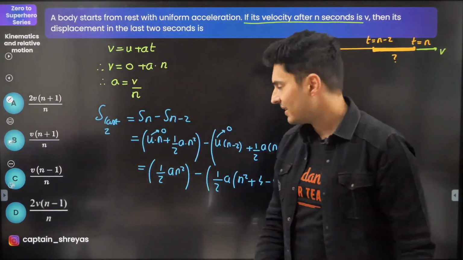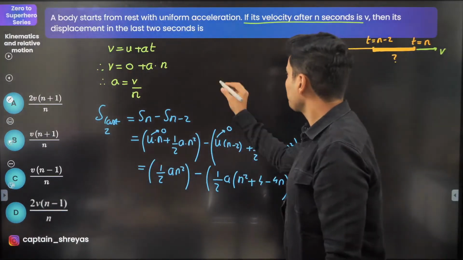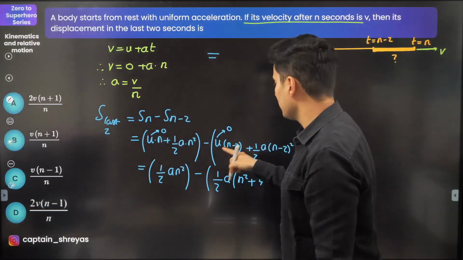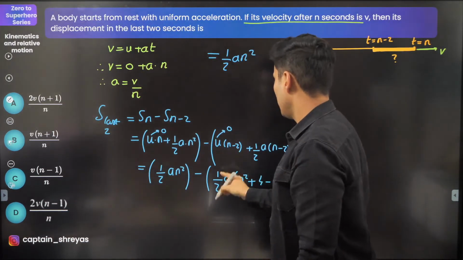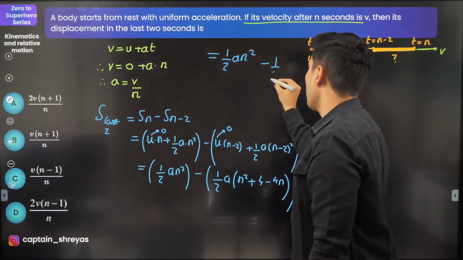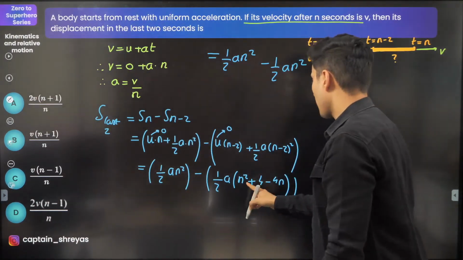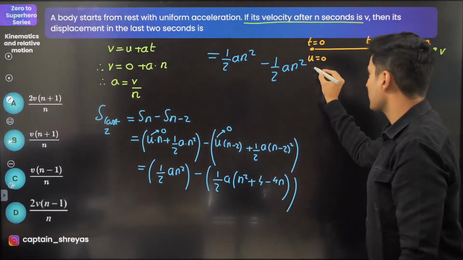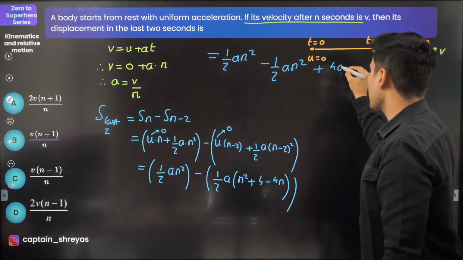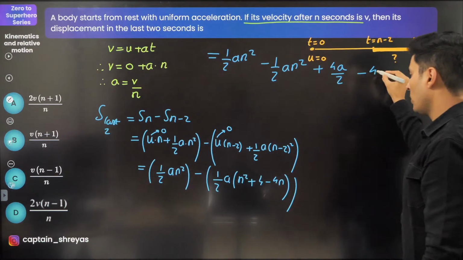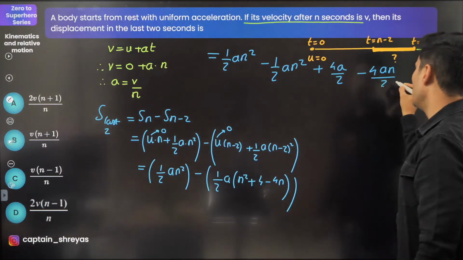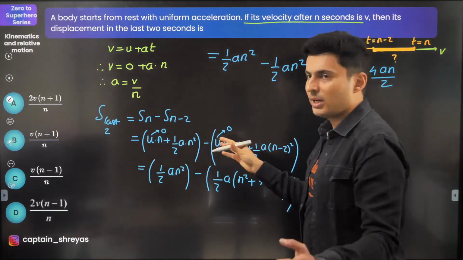Yep, does that make sense? Let's solve this further now. So I'm going to put it here after this. So it will be nothing but half an square. This is minus half an square plus 4a by 2 minus 4an by 2. an square by 2 cancels.